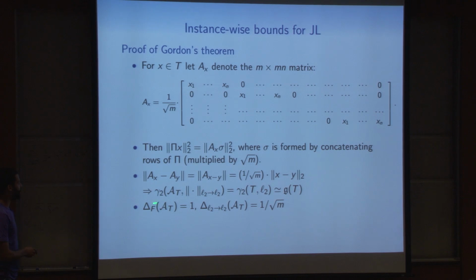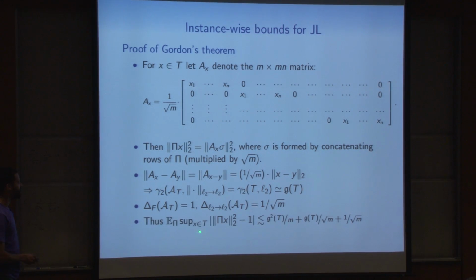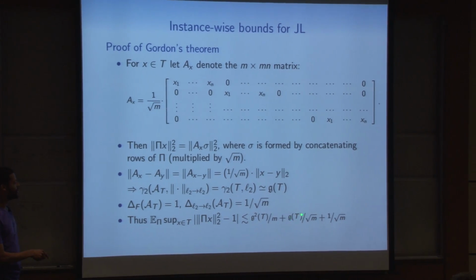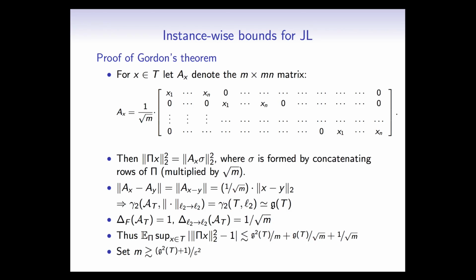And the Frobenius norm you can verify offline is 1. The largest operator norm is 1 over root m. So what this tells us is that this max deviation is at most the square of the Gaussian mean width over m, plus g of T over root m, plus 1 over root m. You set m to make this thing at most epsilon, so m should be this, which is exactly Gordon's theorem.